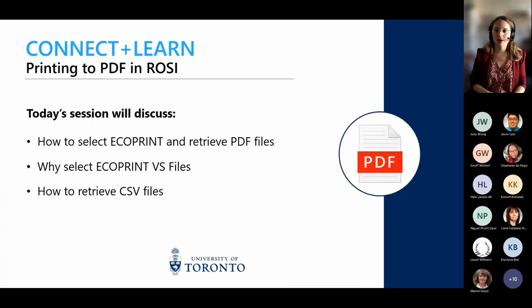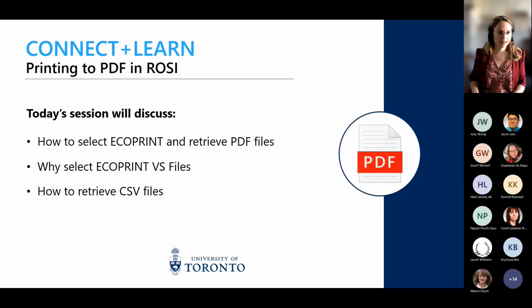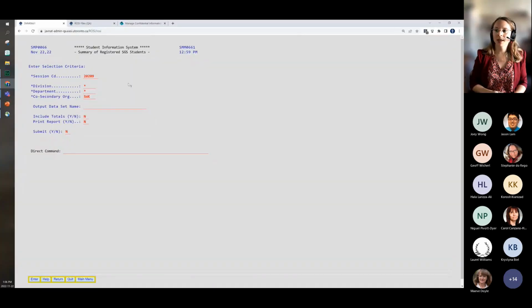So in today's session, we will review how to select ECOPRINT and retrieve PDF files, why select ECOPRINT versus files, and how to retrieve CSV files. So let's start. I will share my screen with you and go to ROSI. First thing is how to select ECOPRINT and retrieve PDF files.